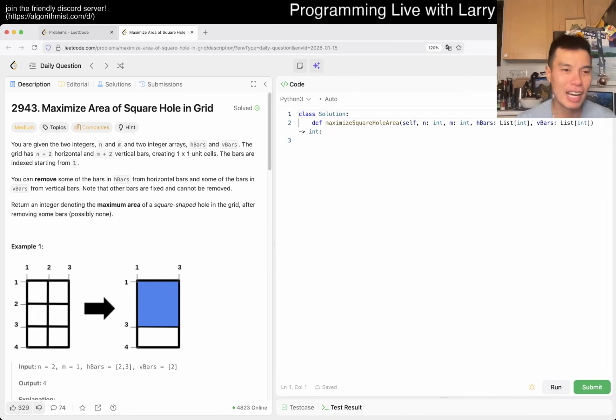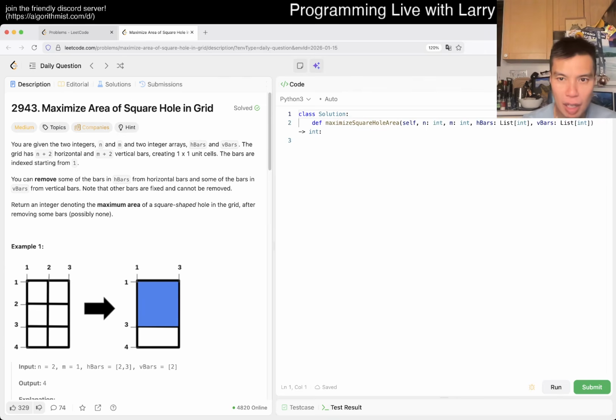But we have 2943, maximize area of square hole in grid. You're given two integers n and m, h bars and v bars. So you remove some of the bars in h bars and some of the bars in v bars. Return an integer denoting the maximum area of a square-shaped hole in the grid after removing some bars, possibly none.